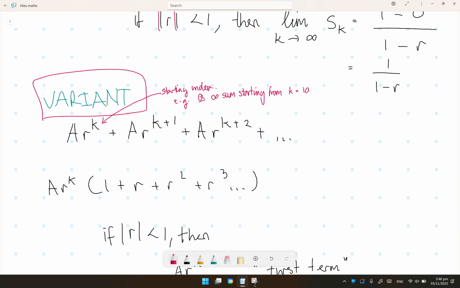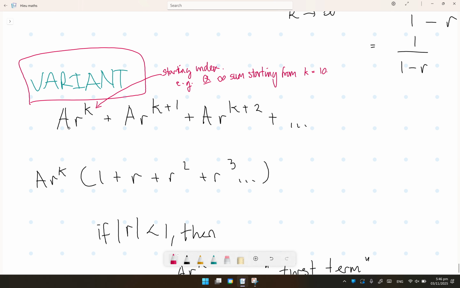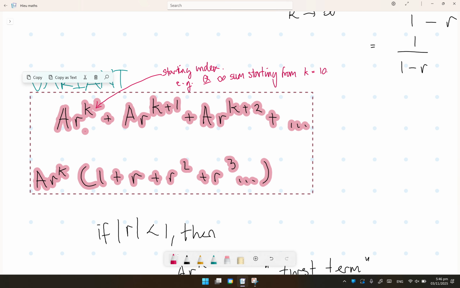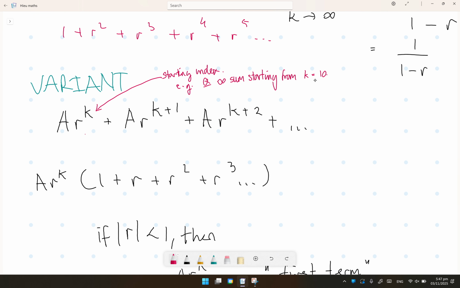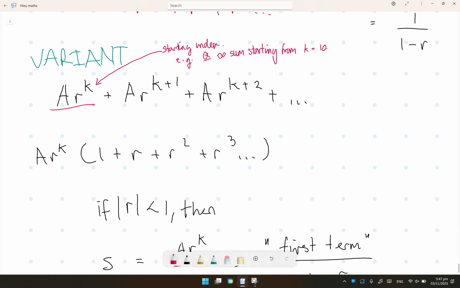There's another variant of this, which is when we have a r to the k. This is a type of question where sometimes, instead of starting at 1 plus r squared, they'll tell you to start from r to the 4, like for example that. So you have to calculate the sum to infinity of this chunk, but without this chunk. Basically the formula for that is where k is a starting number, you have k here. So basically ark is the first term, and what you're doing is you just take ark out, right?